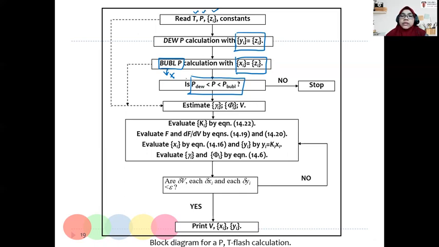If the restriction is followed, we may estimate the fugacity coefficient, the activity coefficient, and also the value of the vapor. If not, we may stop the process. And then after we estimate these values, we may evaluate the Ki. Ki equals Yi over Xi, where Yi is the expression with phi i P.